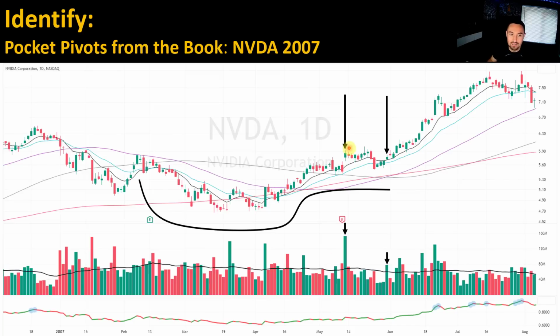Here's another one, Nvidia. See how it looks pretty different in terms of setup. It's kind of a cup and handle type pattern. It pops up here on the earnings like that. But again, where are you looking to buy it? Where are you looking to place your initial stop loss? Like, how wide is the initial stop loss?